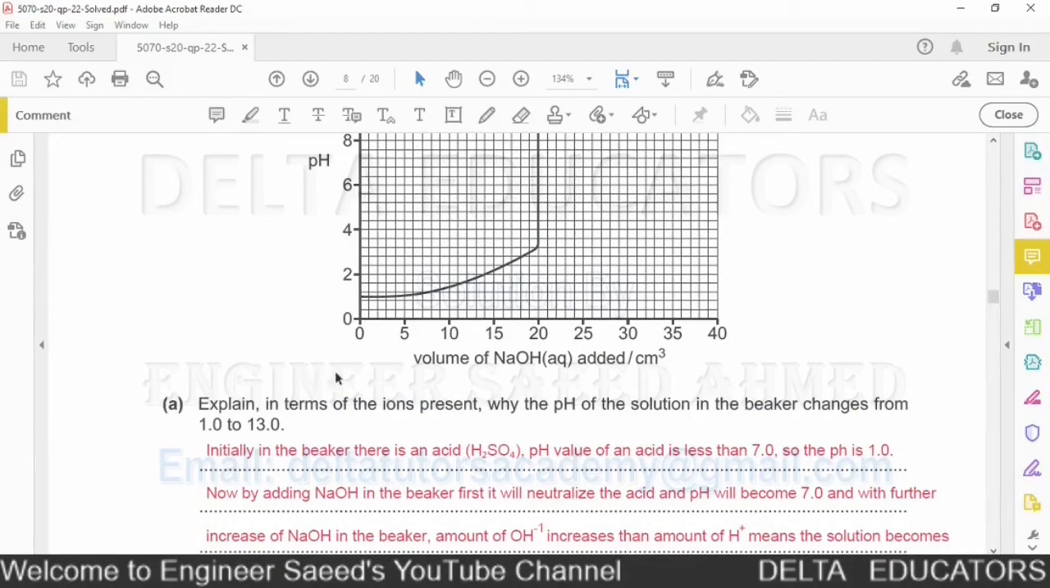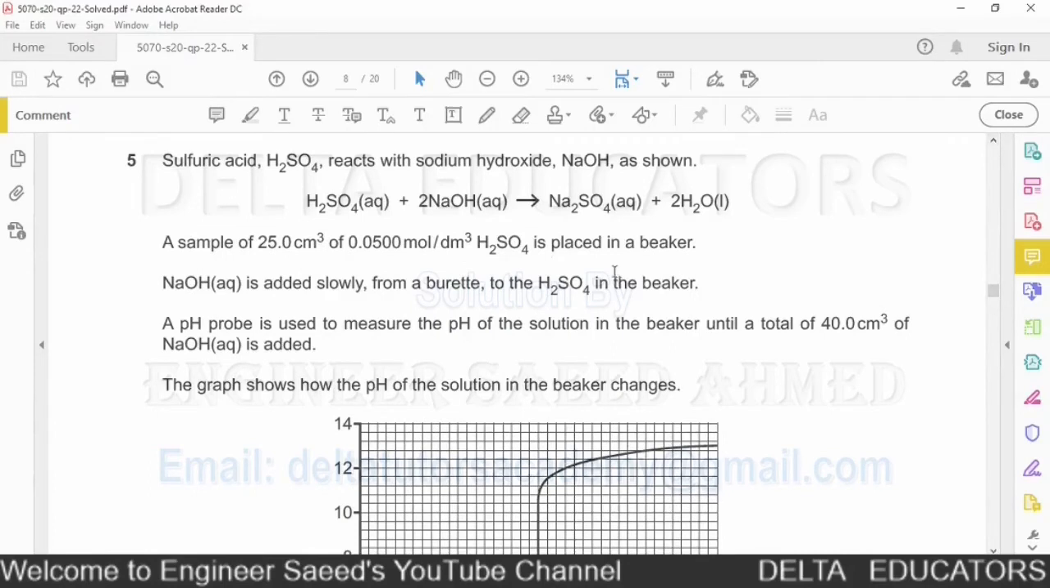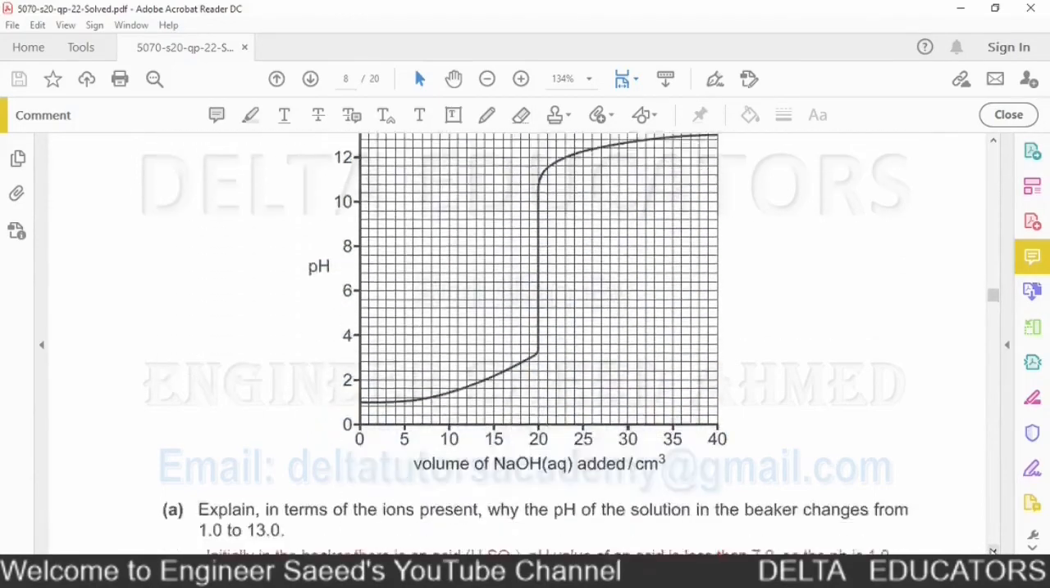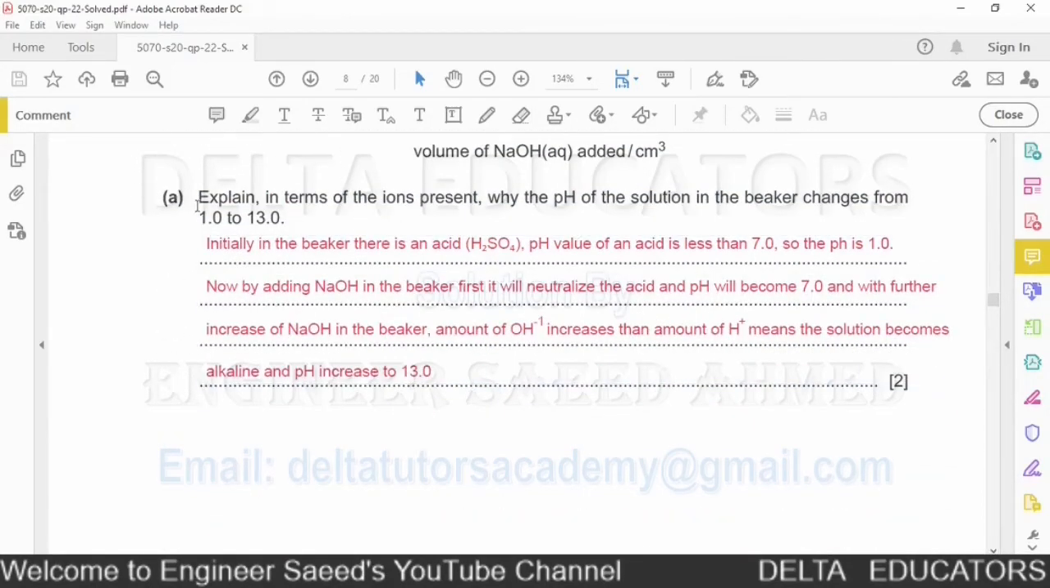Explain in terms of ions present why the pH of the solution in the beaker changes from 1 to 13. In the start of the reaction in the beaker, we have sulfuric acid. Sulfuric acid is an acid and the pH value of an acid is less than 7. So the pH value of the solution in the beaker is 1. Now when we start adding sodium hydroxide, it starts to neutralize the acid, and when all of the acid is neutralized, at that stage the pH value of the solution will be 7.